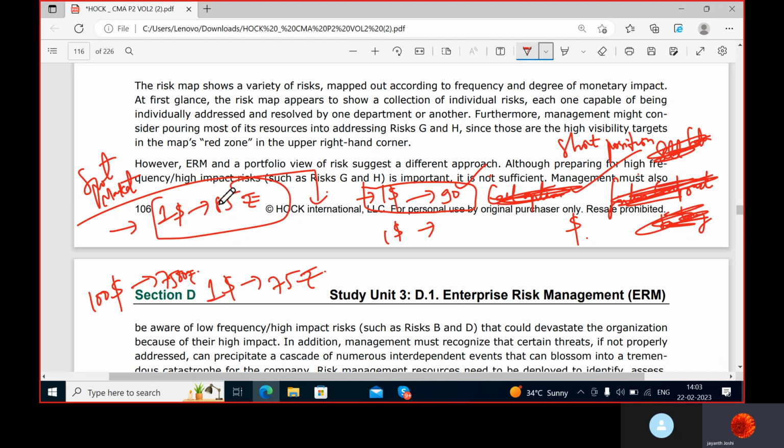Previously, the dollar was 90 rupees. So previously, how much were you paying? 85. Now how much do you have to pay? 90. So 9,000 rupees you have to pay for $100, no? So previously you were paying 8,500. Now you are paying 9,000. So how much is the extra amount you are paying? 5. It's a loss for you, no?